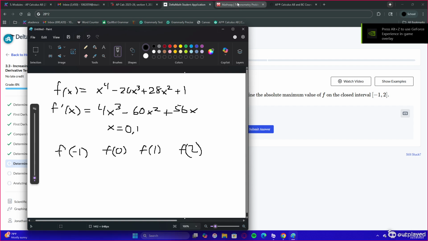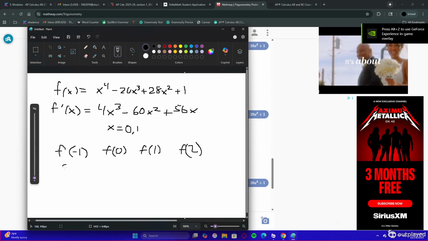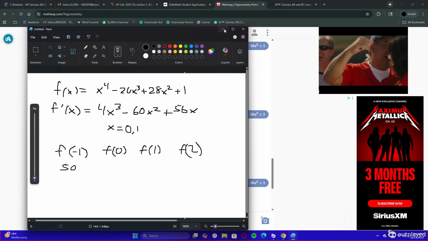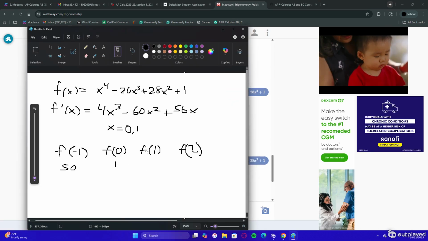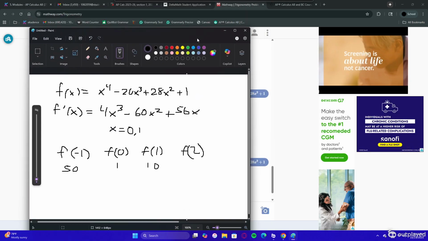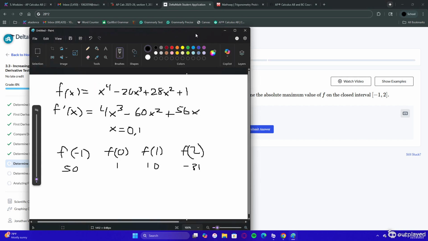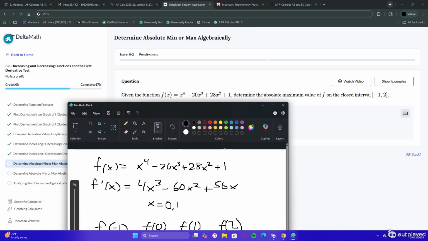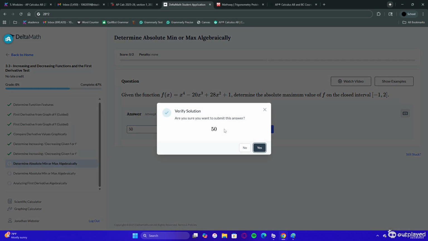So f of negative 1 is 50, f of 0 is 1, f of 1 is 10, and f of 2 is negative 31. So we're looking for the absolute maximum value, and that's 50. So we would write 50.